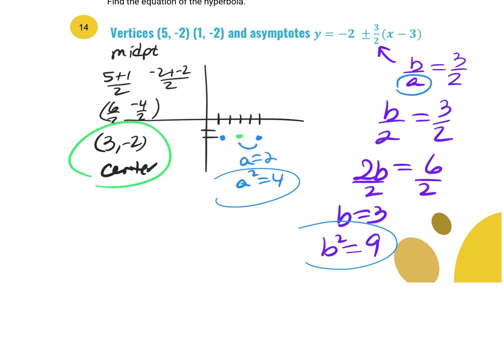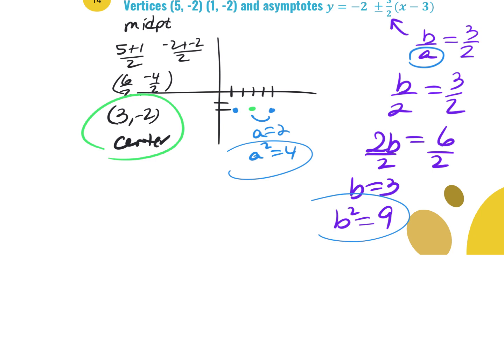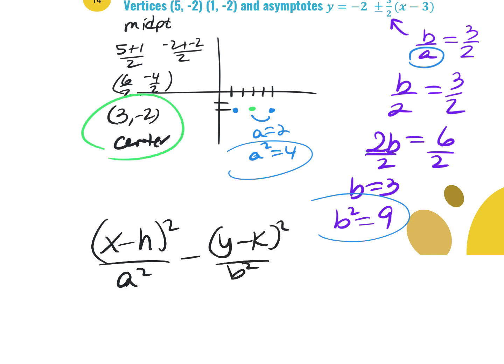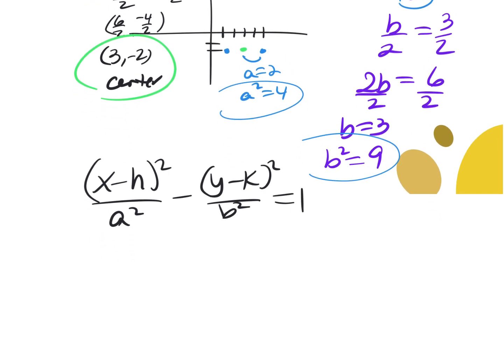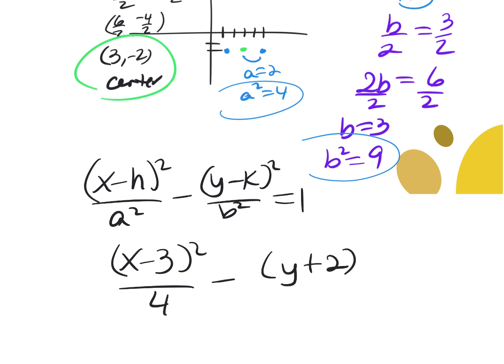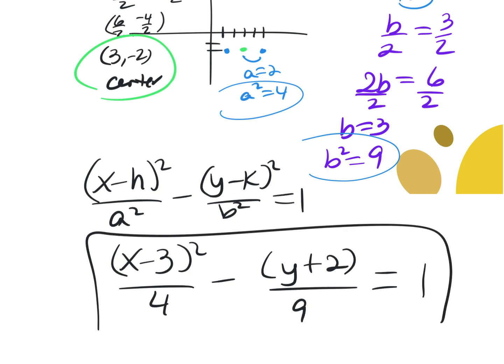So my final equation here, I'm going to be filling in (x minus h) squared over a squared, minus (y minus k) squared over b squared equals 1. So I'll fill in, and I get (x minus 3) squared over 4 minus (y minus negative 2, so it's positive 2) squared over 9 equals 1. And that is your final equation.